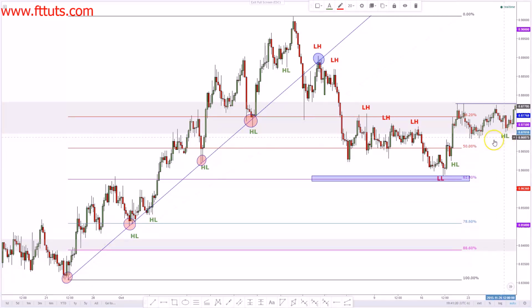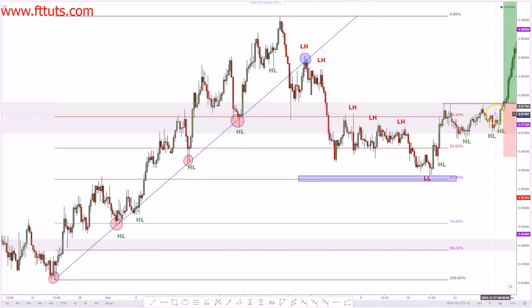See these higher lows? See how the market keeps going down there, but it keeps making higher lows? And it's flattened out at the top, so it's not making any newer highs. And then you finally get a break. Boom, that's where we put our trade in.